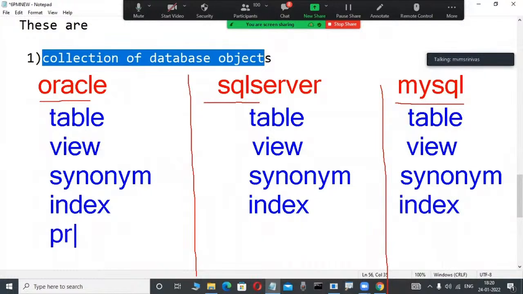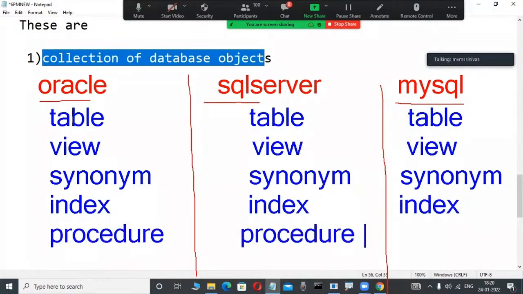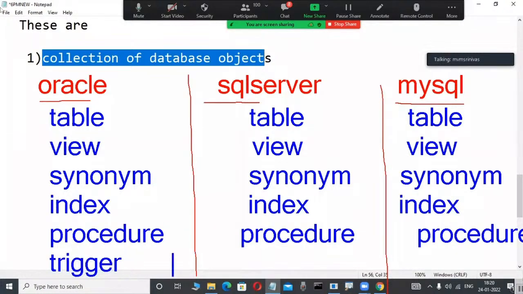Now here a procedure is there. Here also procedure is available. Here also procedure is available. Here trigger is there. Okay, this is a database object. Here also trigger is there. That's why relational data model products contain three components. But the first component is what? Collection of objects. Objects means table, views, procedure, function, triggers, packages, so many things are there.